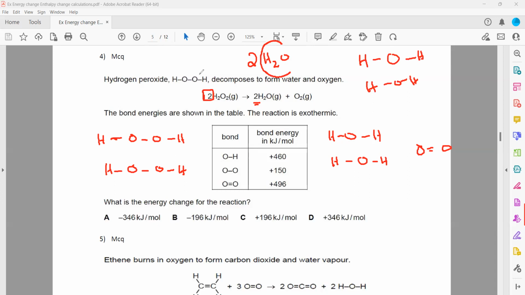In H2O2, because there are two oxygens available, if oxygen forms a double bond with another oxygen, then there is no bond available with hydrogen. It cannot form a bond with hydrogen, so it won't form hydrogen peroxide. That's why oxygen is forming a single bond.